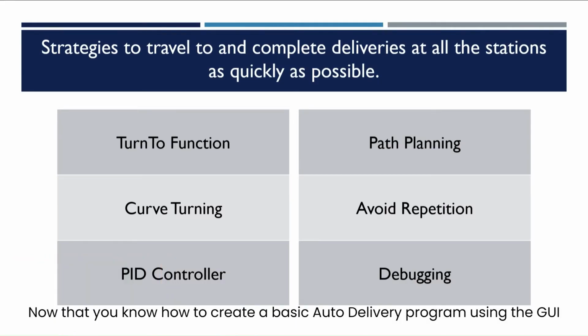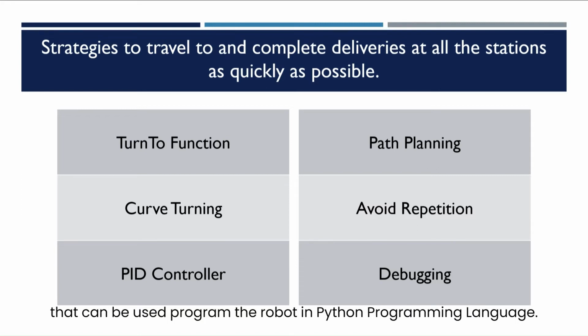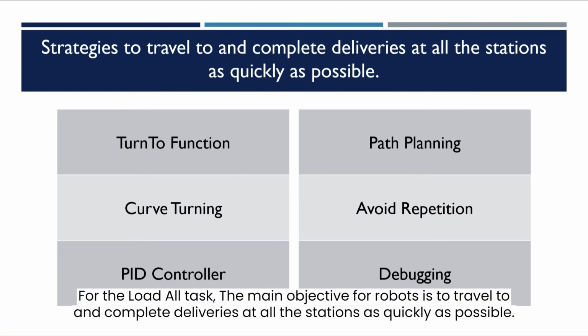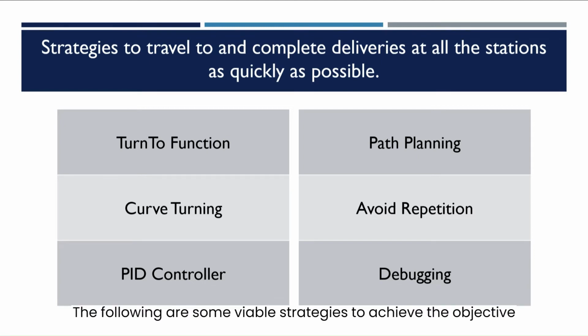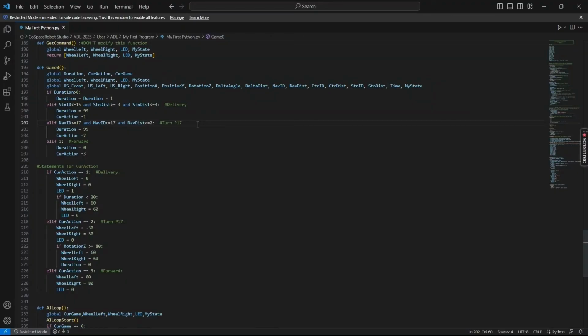Now that you know how to create a basic auto delivery program using the GUI and have created and edited a Python file in the CoSpace template that can be used to program the robot in Python programming language, we will now go through ways to upgrade the program. For the load all task, the main objective for robots is to travel to and complete deliveries at all the stations as quickly as possible. The following are some viable strategies to achieve the objective, which we will go through how to implement in the subsequent sections of the video.